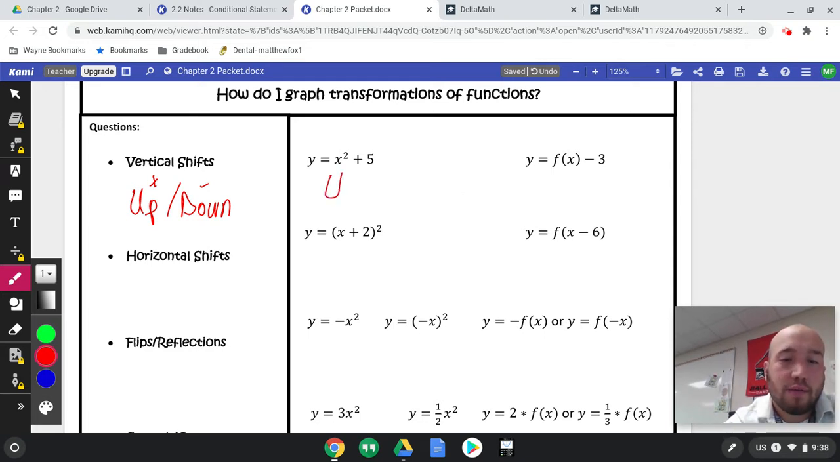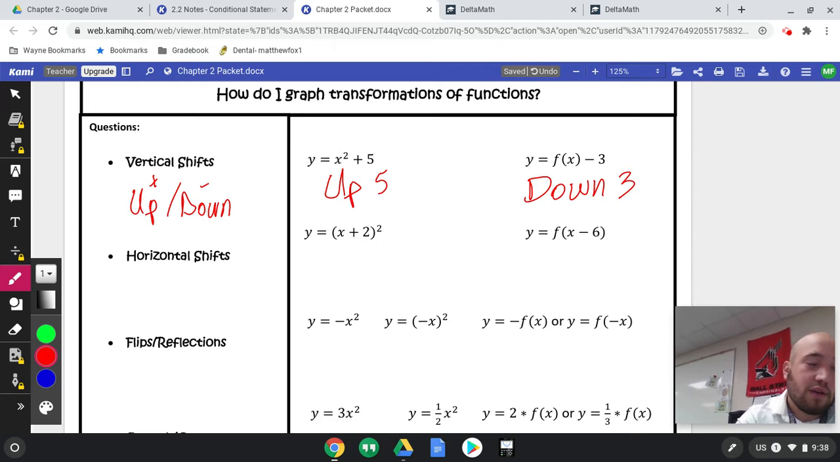Sometimes it's going to be obvious what the function is. Sometimes it's more generic. If we look over here, it's just f of x minus 3. So whatever the function was, it's minus 3 or down 3. We don't know exactly what the function is, but whatever it is, it was down 3.